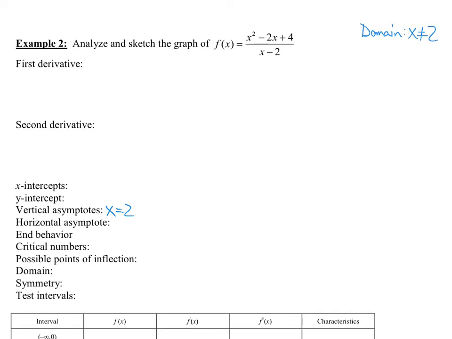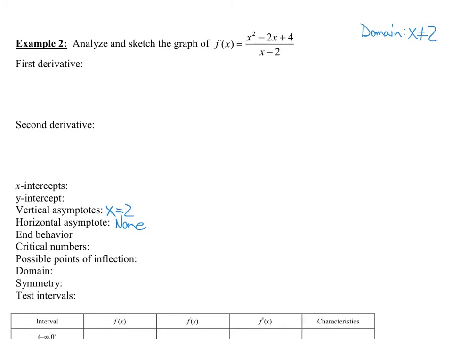What other things can we find pretty easily over here? The horizontal asymptote, which in this case, there are none. How would you know that? This is what we learned yesterday, so it's bigger on the top, so there are none.